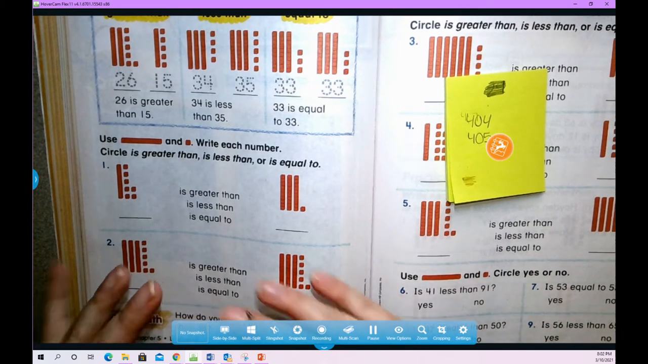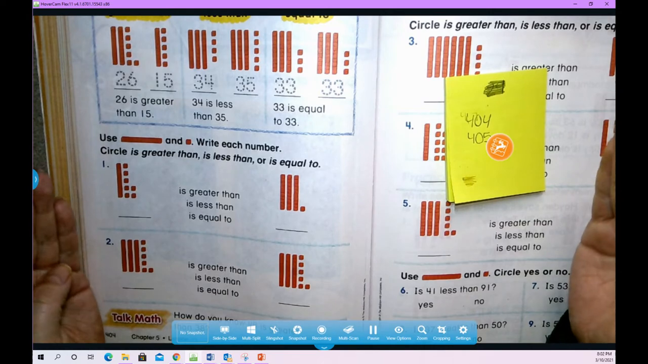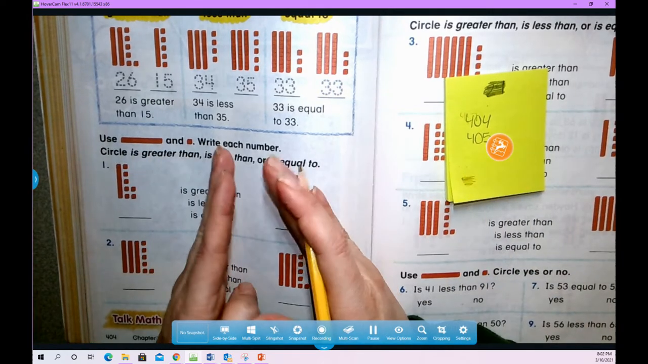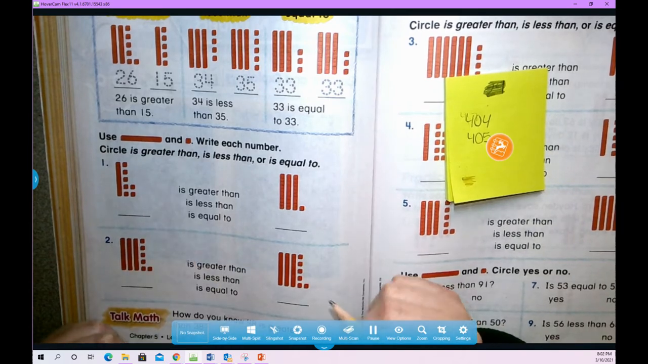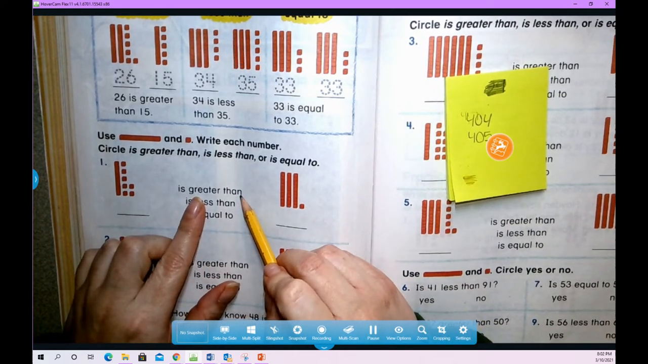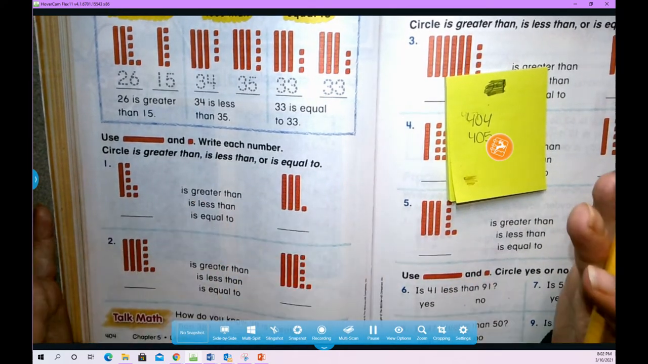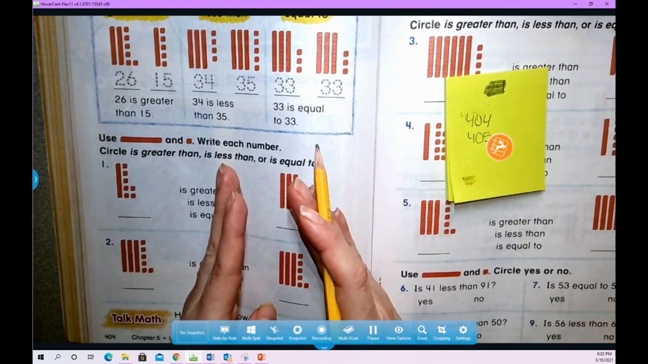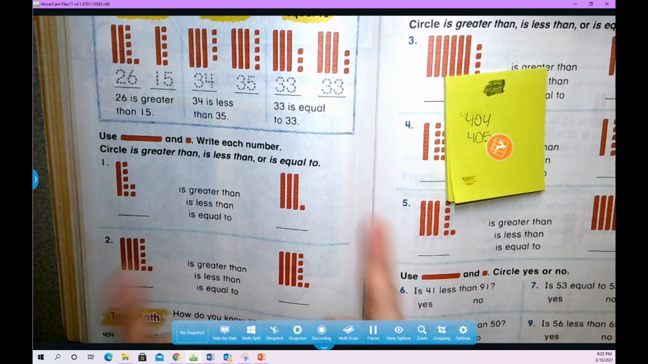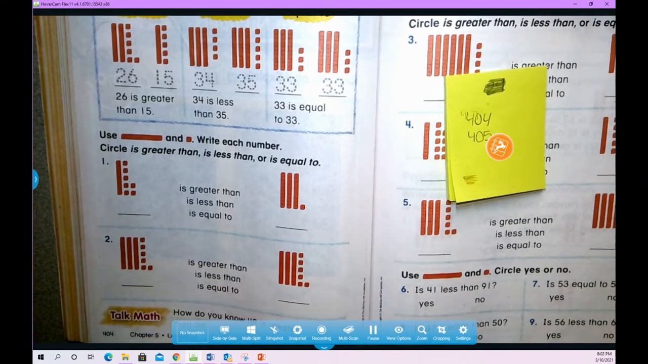So we're going to look at numbers that are greater than, numbers that are less than, and numbers that are the same. Okay, if a number is greater than, we know that it is bigger. If a number is less than, we know that it is smaller. And if it is equal, we know that they are the same.